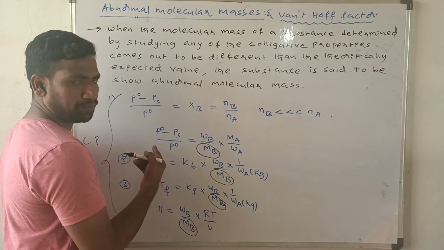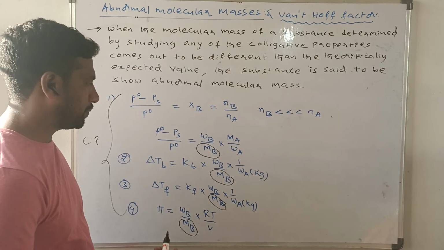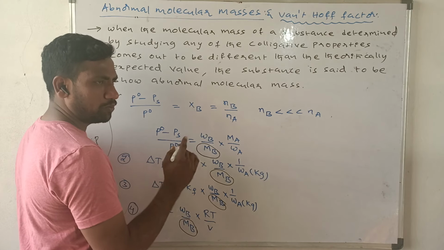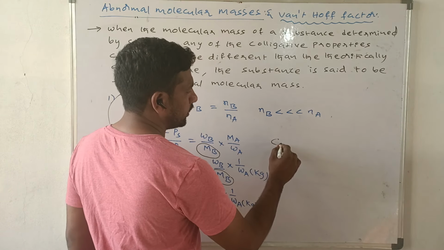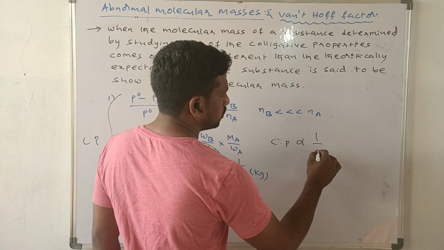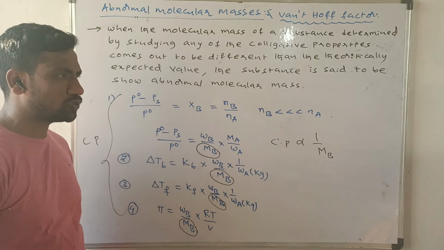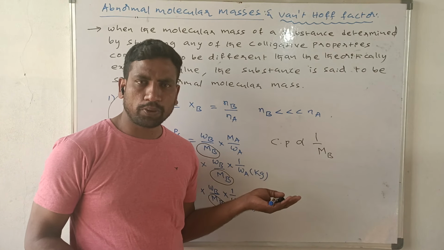That is what RL will be, relative lowering of vapor pressure. So here, molecular mass and colligative property are inversely related. Colligative property is inversely proportional to the molecular mass of the solute. If the molecular mass of the solute increases, the colligative property decreases.